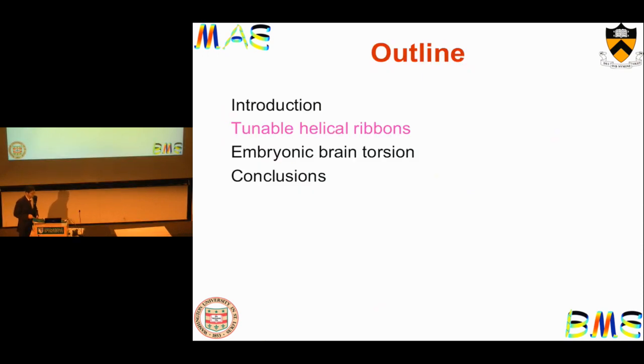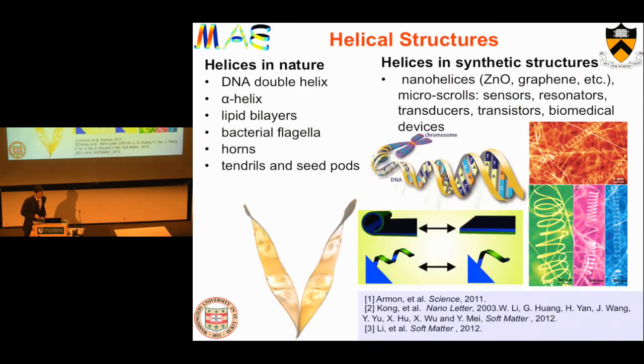Now, let's move on to the first topic, tunable helical ribbons. We study helical structures because helices are almost everywhere in nature, going from DNA double helix to alpha helix, lipid bilayers, bacteria flagella, to macroscopic objects, horns of animals, tendrils and seed pods of plants. And engineers have also been interested in making nanohelices that can be used as sensors, resonators, transistors, and biomedical devices.